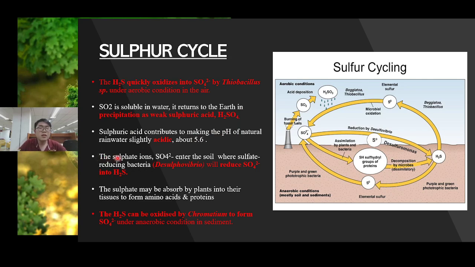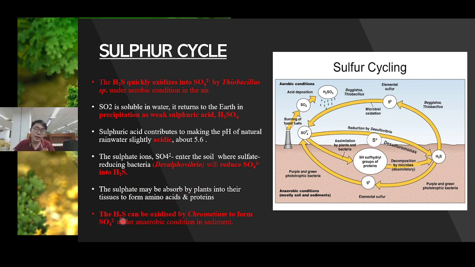And then another organism that you have to remember: when sulfate ion enters the soil, sulfate-reducing bacteria will reduce sulfate ion into hydrogen sulfide. When it enters the soil, there is another bacteria called Desulfovibrio. It will reduce the sulfate ion into hydrogen sulfide when it is in the soil. This sulfide may be absorbed by the plant into its tissue to form amino acids and protein.